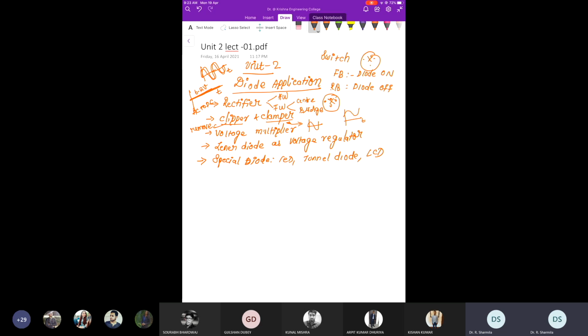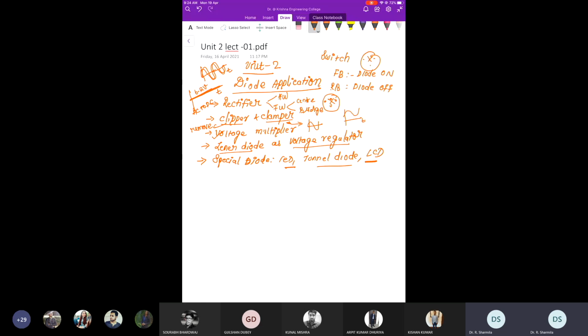Then we are going to see about a voltage multiplier, how to increase the voltage value. Then already you know about a Zener diode. I already told you the application of Zener diode is voltage regulator. Using a Zener diode during the reverse bias condition, we can provide a constant voltage. Later on we will see about a Zener diode as a voltage regulator. After that we are going to see about special diodes such as LED, tunnel diode and LCD.